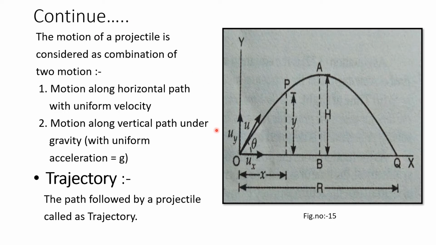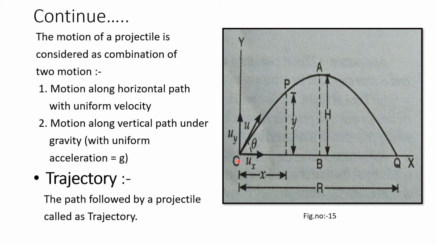Theta is the angle of projection. Now, the motion of a projectile is considered as a combination of two motions. One, motion along horizontal path with uniform velocity, and second one, motion along vertical path under the action of gravity with uniform acceleration. It means that the velocity is always constant along x direction and acceleration is always constant in y direction.